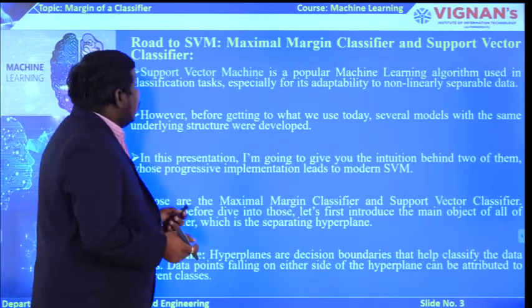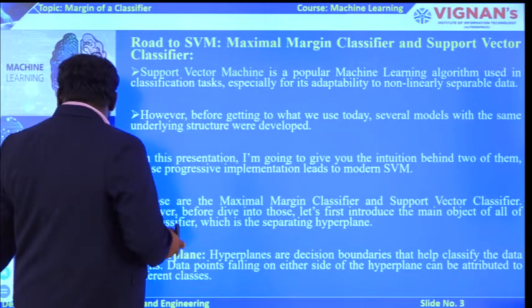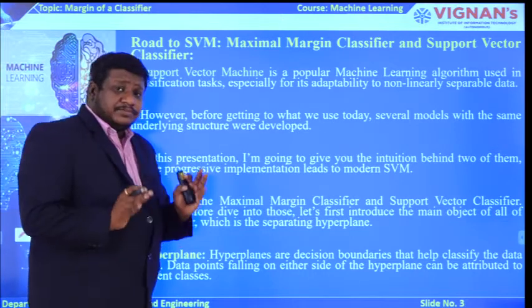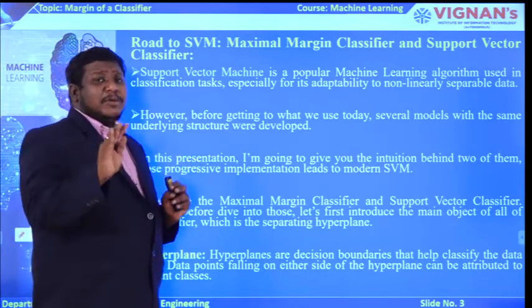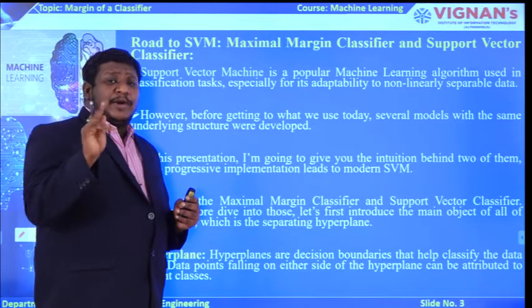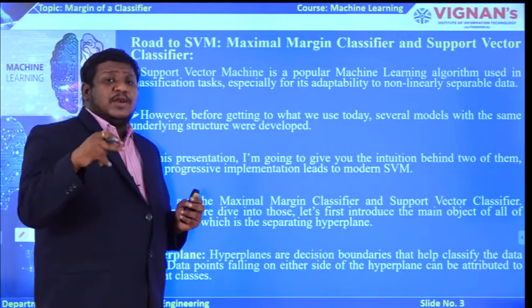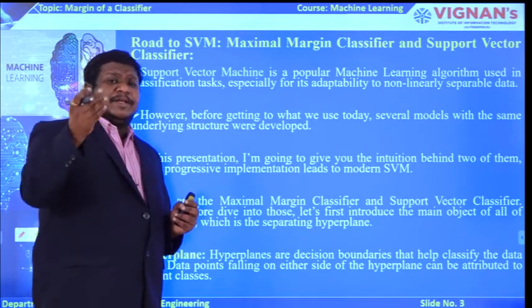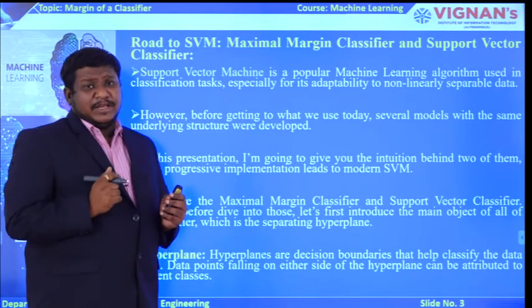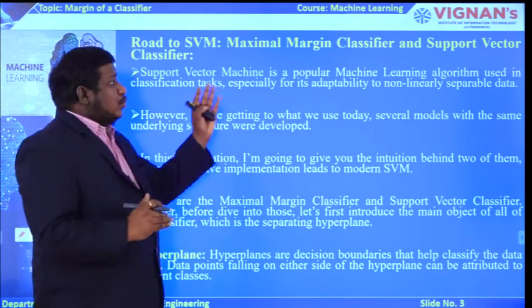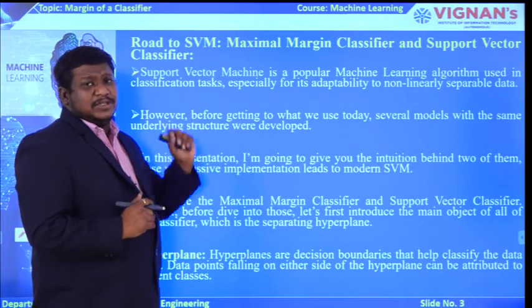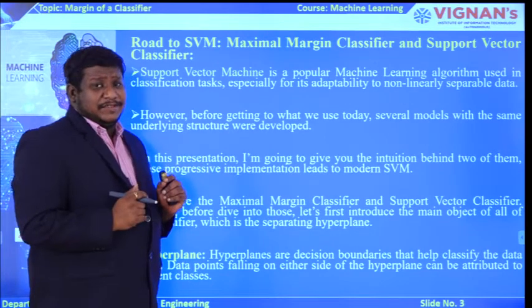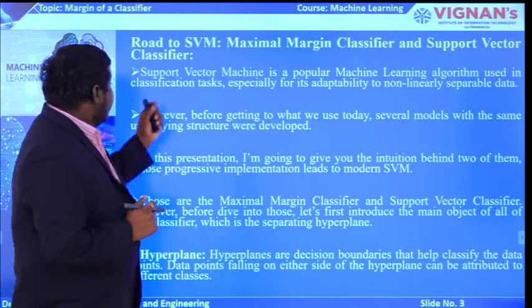So, the road to SVM. The logic here is that the margin of a classifier and the support vector classifier are two important classifiers. Those two are going to play a key role in the implementation of the support vector machine algorithm. How these two parameters or two models play a key role for the SVM, we will see in this lecture.